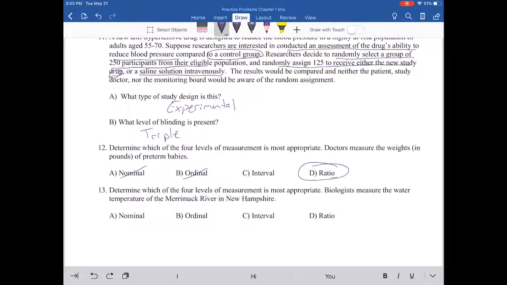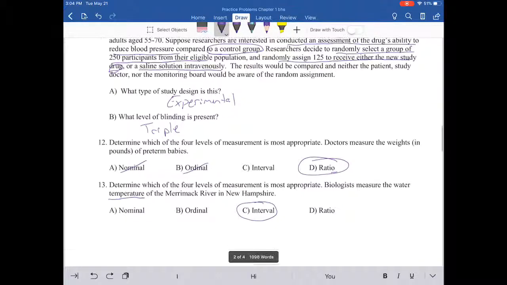Whereas in part 13, when we're looking at temperature, it's a different one. It's not a ratio because there is no absolute true 0, so we say it's an interval.